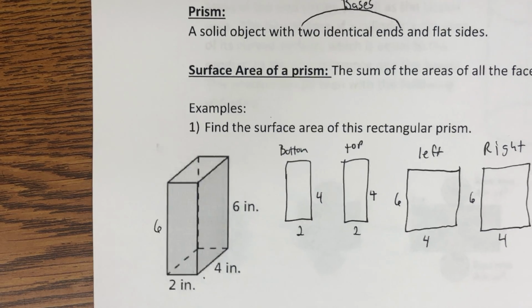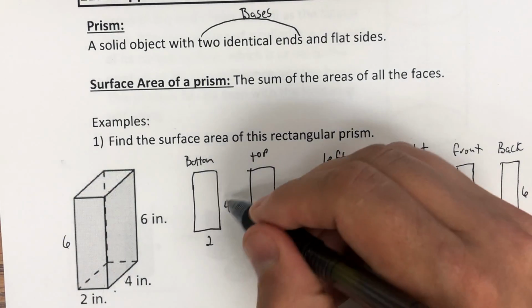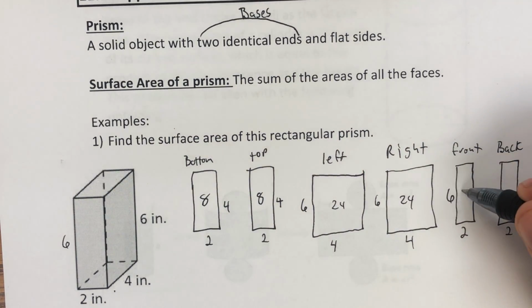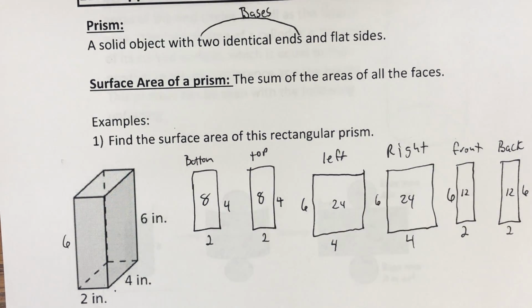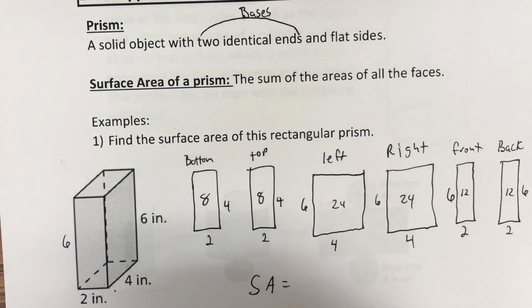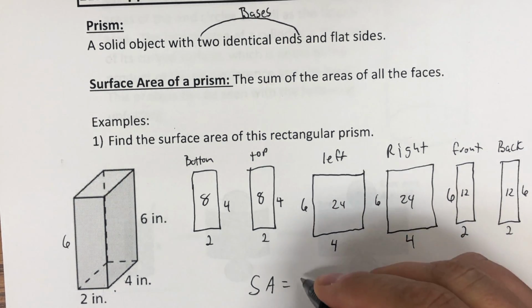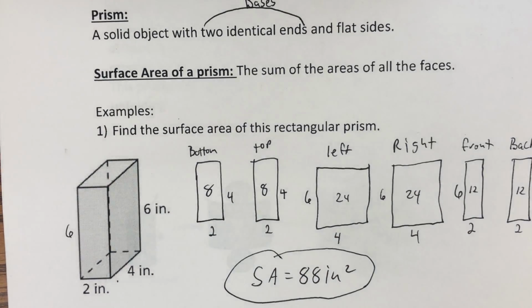So I have to find the area of all these rectangles, and once I find the area of all the rectangles, I'll add them all together. 2 times 4 is 8, 8, 24, 24, 12, and 12. So the surface area, SA, is equal to 8 plus 8 plus 24, 24, 12, and 12, which is 88 inches squared. So it's the area of every single face.